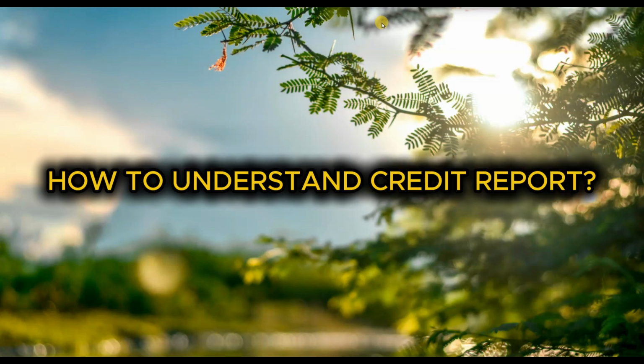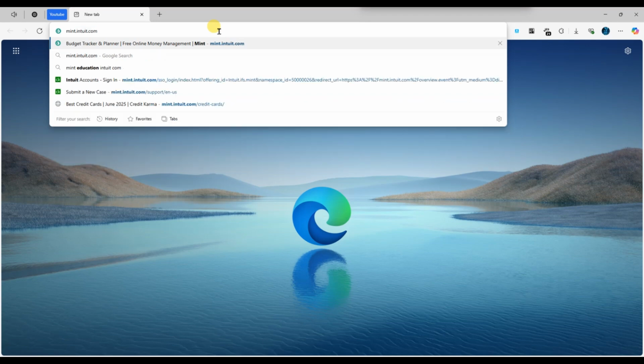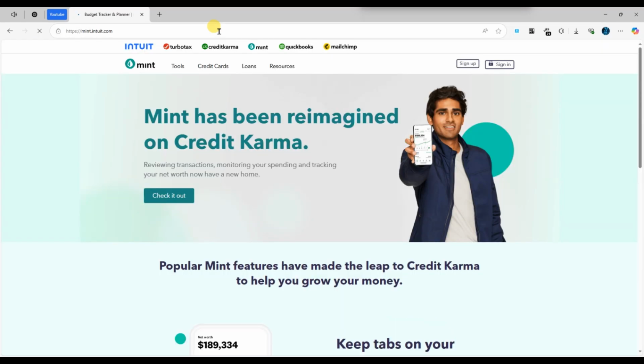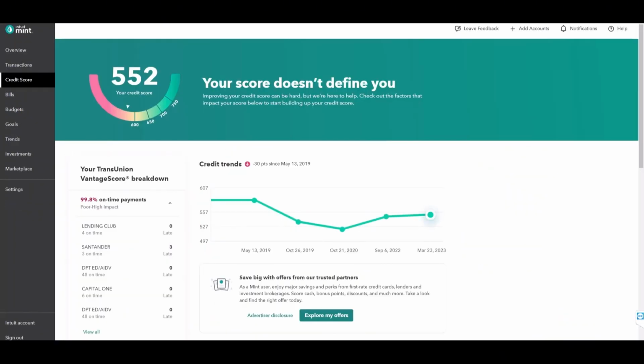How to understand credit report on Mint. First of all, log into your Mint account and go to the credit score section. Here you will see a snapshot of your current credit score along with a summary of factors affecting it. Mint pulls this information directly from credit bureaus, so it's reliable and updated regularly.